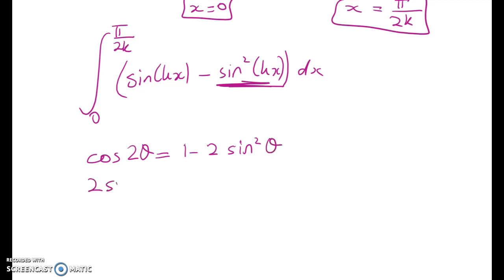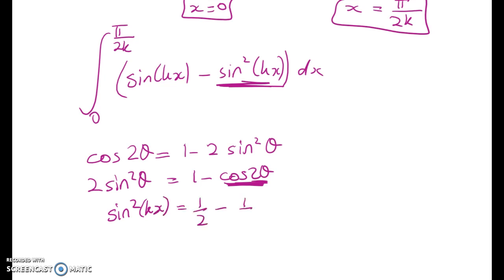Rearranging that gives me 2 sine squared theta is 1 minus cos 2 theta. Remember, the reason we want to do this is that cos of 2 something is really easy to integrate. Sine squared is not possible as it stands. Then I substitute my kx now: sine squared of kx is going to be 1/2 minus 1/2 cos of 2kx.